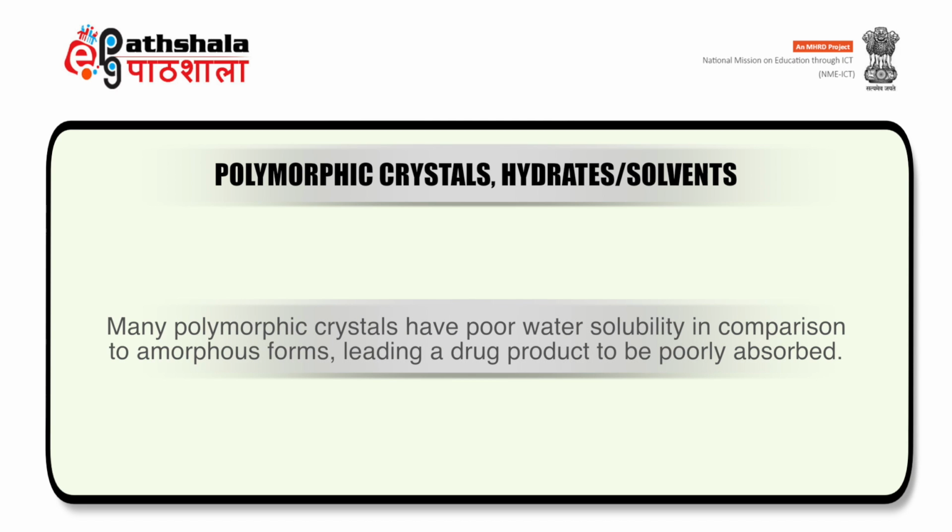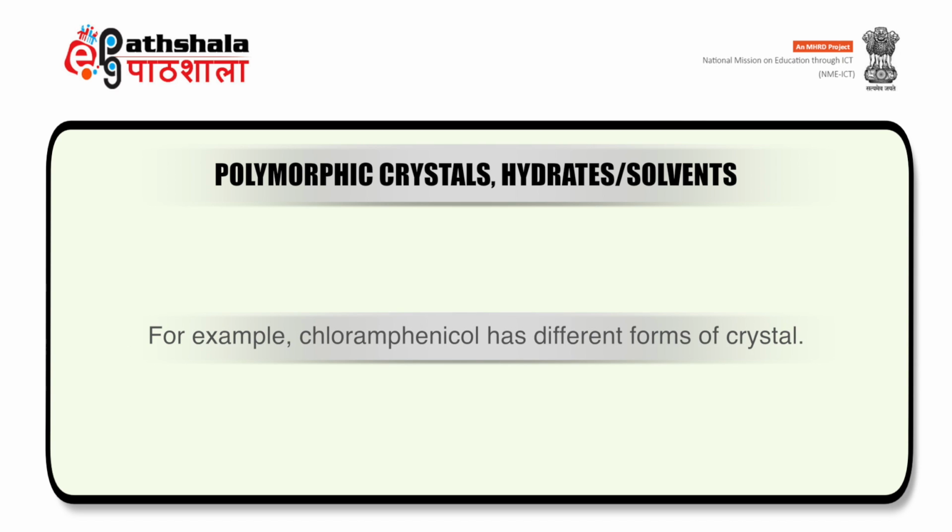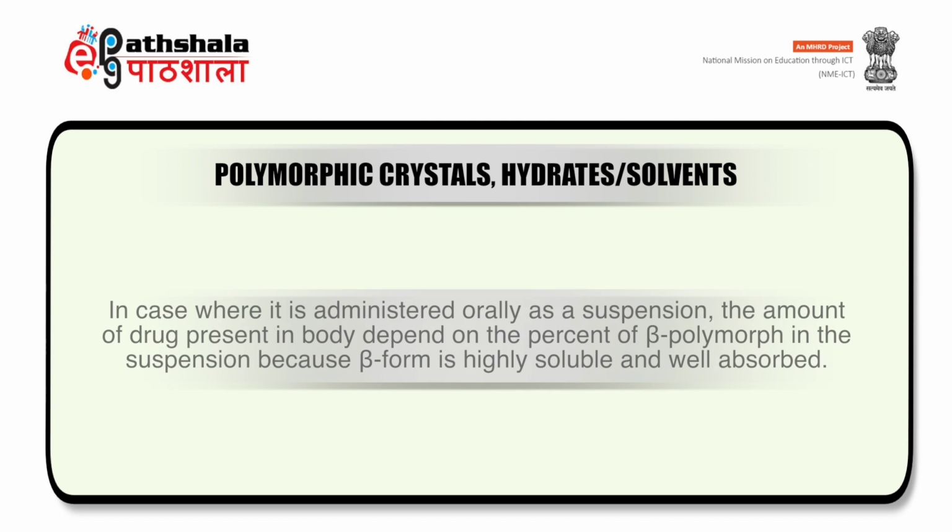Many polymorphic crystals have poor water solubility in comparison to the amorphous form, leading a drug product to be poorly absorbed. For example, chloramphenicol has different forms of crystal. In case it is administered orally as a suspension, the amount of the drug present in the body depends on the percent of beta polymorph in suspension, because the beta form is highly soluble and well absorbed.